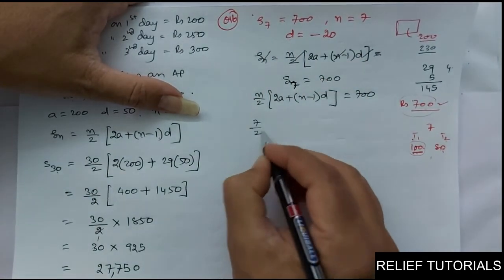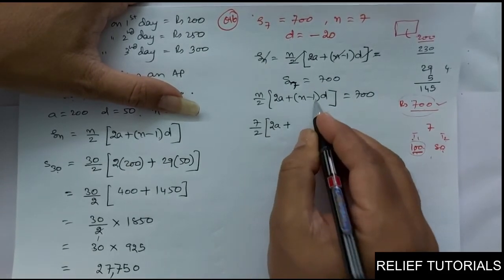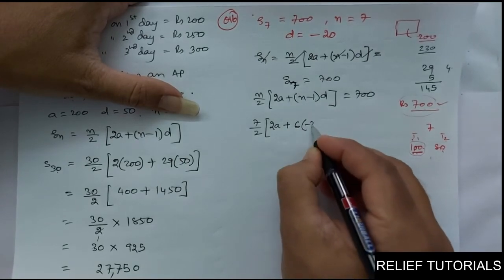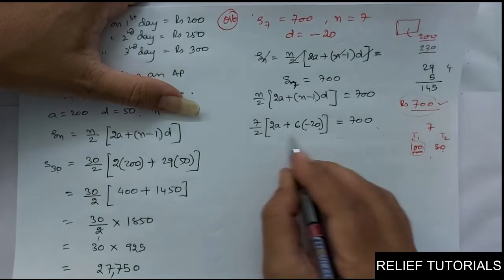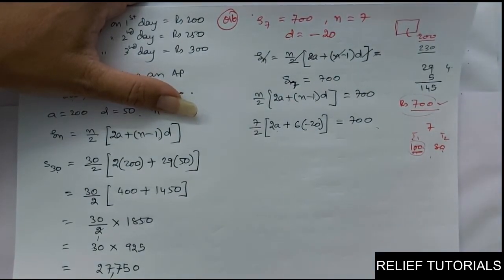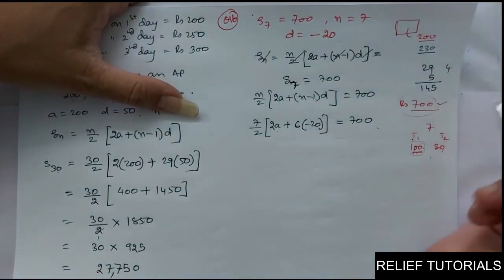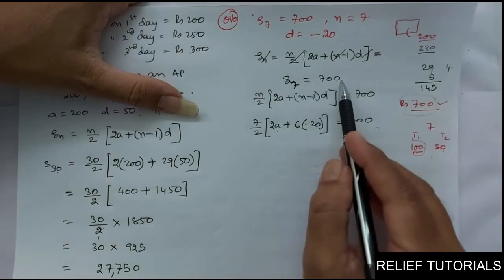So 7 by 2, only one thing is unknown, that is A. 2A plus 7 minus 1, 6. Difference is minus 20. So minus 20 is equals to 700. So only one thing is unknown, that is A. So you will get the first term. So if you get the first term and you have the difference, so you can find all the 7 price.